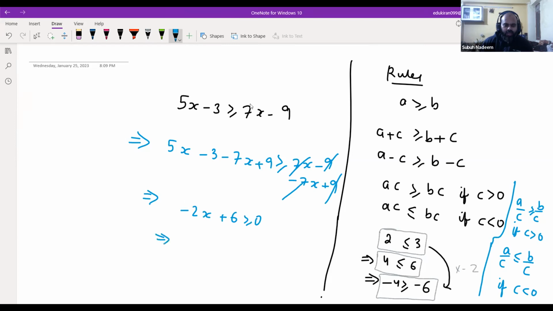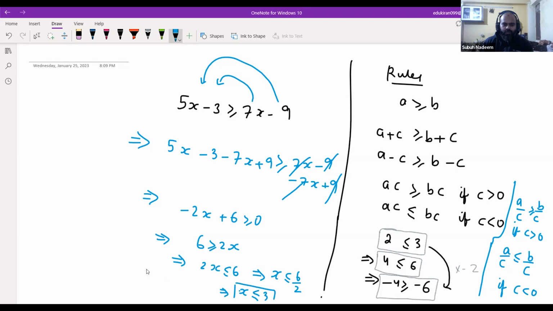In other words, you can also say that you are taking 7x to the left side, so it is becoming minus 7x, and minus 9 to the left side, so it is becoming plus 9. So 6 is greater than equal to 2x, or you can say that 2x is less than equal to 6, or x is less than equal to 6 by 2. It is positive, so when you divide, the inequality does not change. x is less than equal to 3. So on the number line, 3 is here. x will be the region which is less than equal to 3, from here to minus infinity.